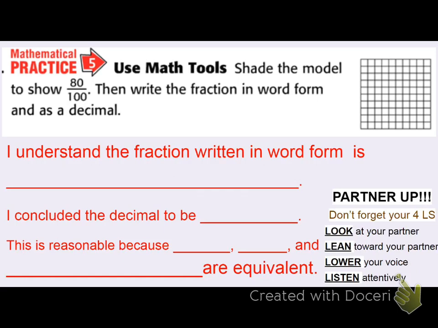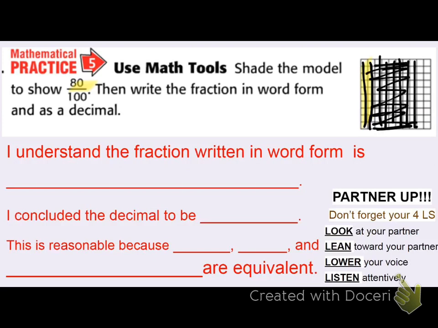All right, shade the model to show 80 hundredths. Then write the fraction in word form and as a decimal. I'm going to use those steps to help me. Well, step 1 says shade the model, so I'm going to go ahead and shade 80 out of 100, or 80 hundredths. So if I look at this 80, I know that I have to shade 10, 20, 30, 40, 50, 60, 70, 80. 80 total squares out of 100.